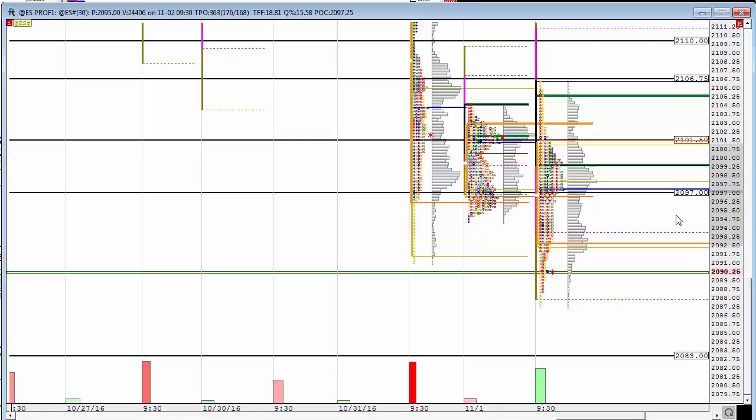We could very well open and continue down. And if we continue down, my first level of support is 2083. And if 2083 doesn't contain price, I really have not much before 2065.